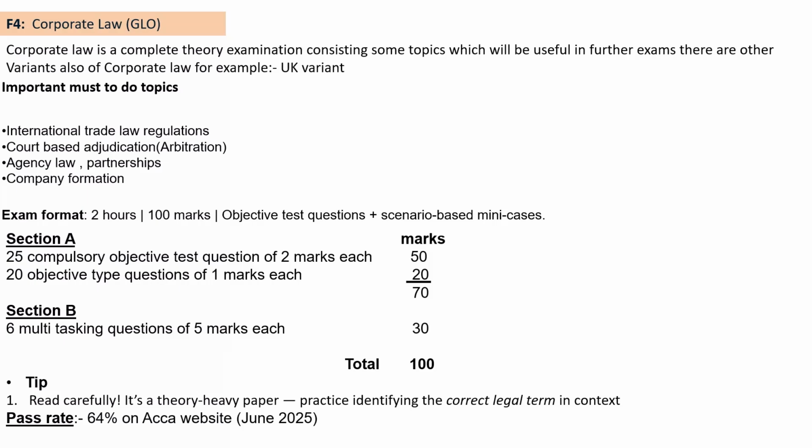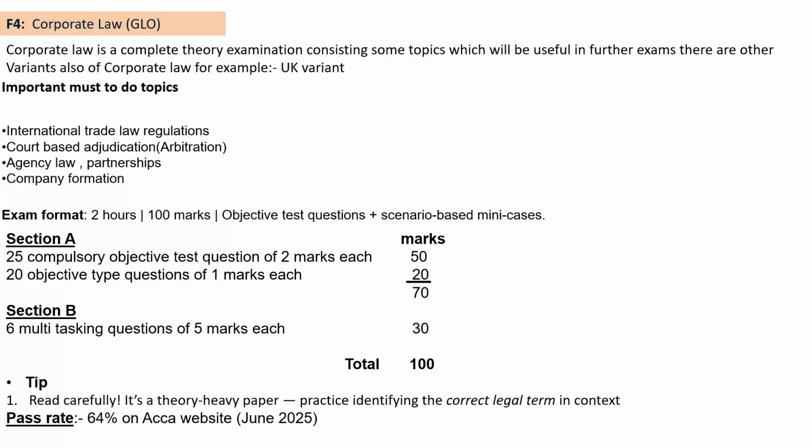The exam format is again 2 hours, 100 marks. Same thing, just some questions are high, some are low. For Section A, it's 25 compulsory objective test questions of 2 marks each, making it 50 marks, and 20 objective questions of 1 mark each, 20 marks. Total of Section A, 70 marks. Section B, 6 multitasking questions of 5 marks each, which makes the total 30 and the total 100.